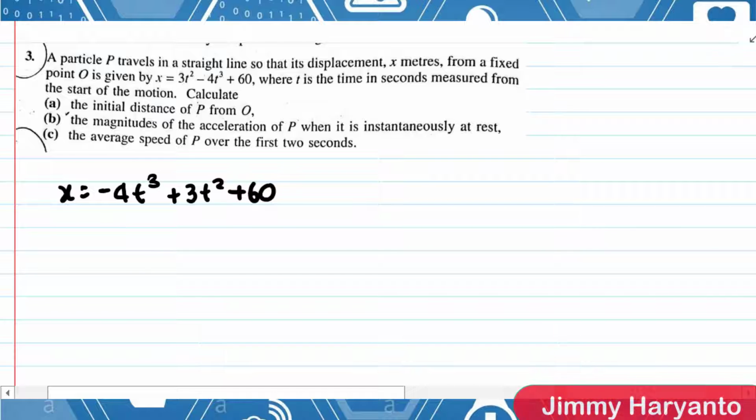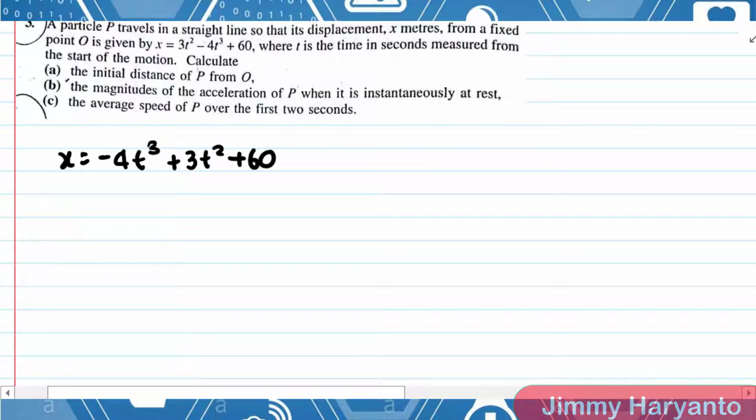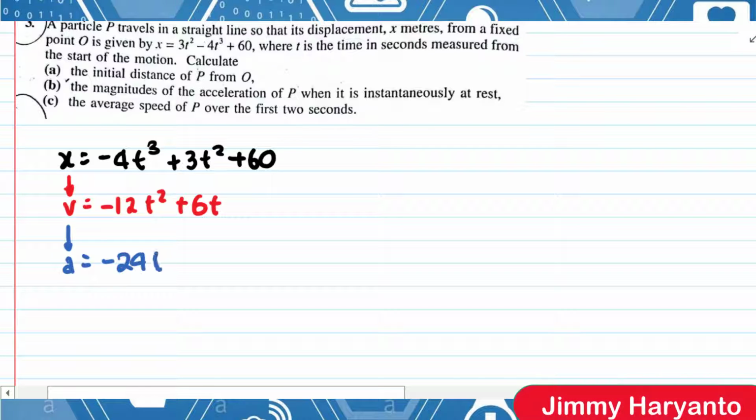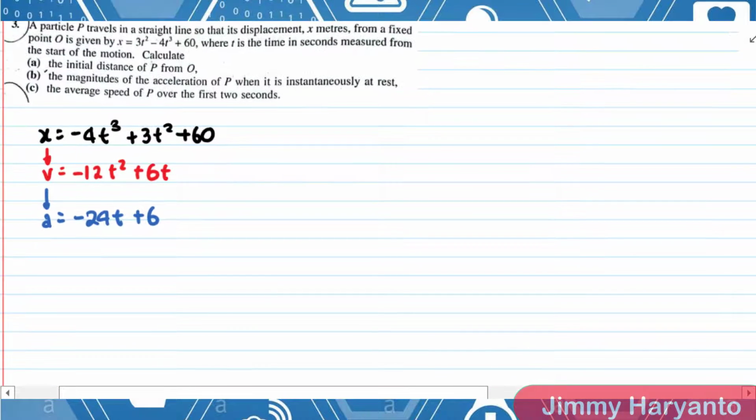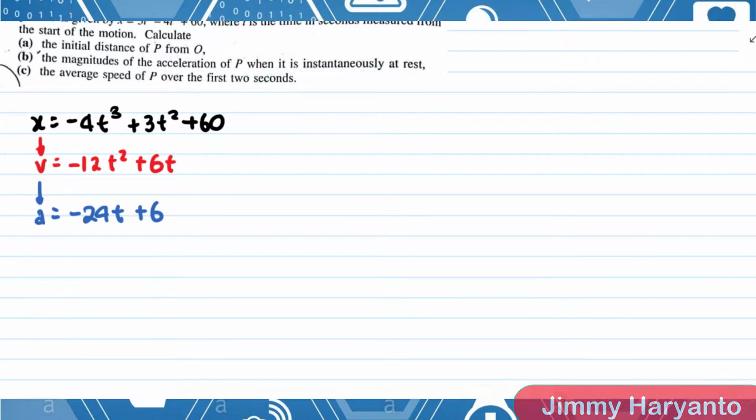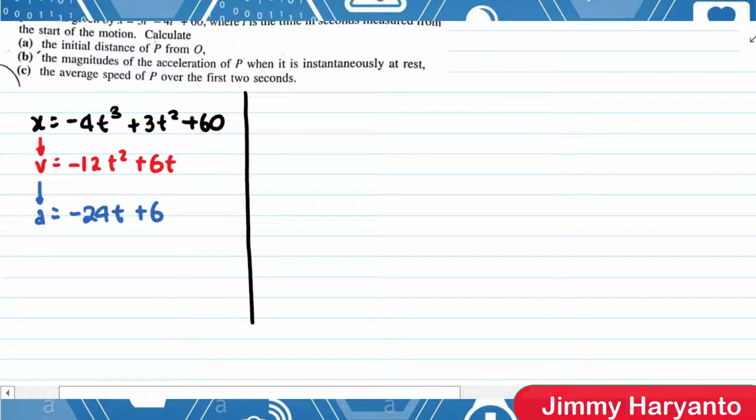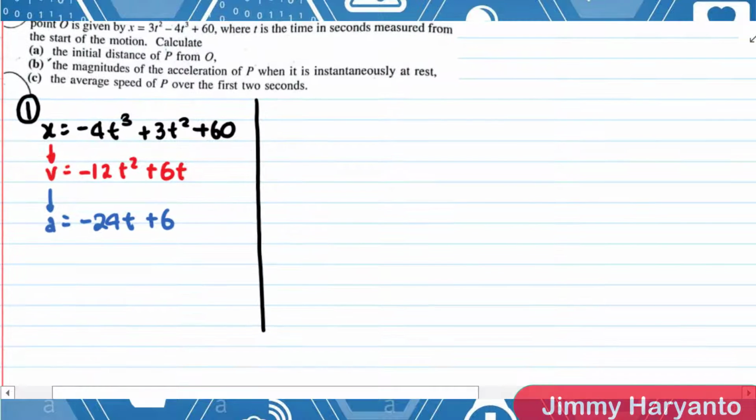Okay, good. Next is to find the velocity. To find the velocity, we have to differentiate it. We will have negative 12t square and then plus 60. And then for the acceleration, of course, we have to differentiate it one more time. You will have negative 24t plus 6. Okay, so we have the complete equations, x, v, and a.